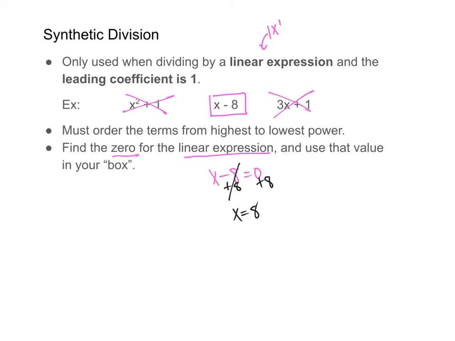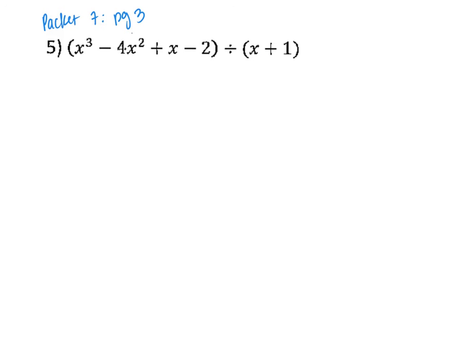All right, let's do some examples here from the homework. We're going to start off in packet 7, page 3, and I want to start with problem 5, since I want us to use the synthetic type of division. So what we're going to be doing is basically taking this polynomial and dividing it with a factor.